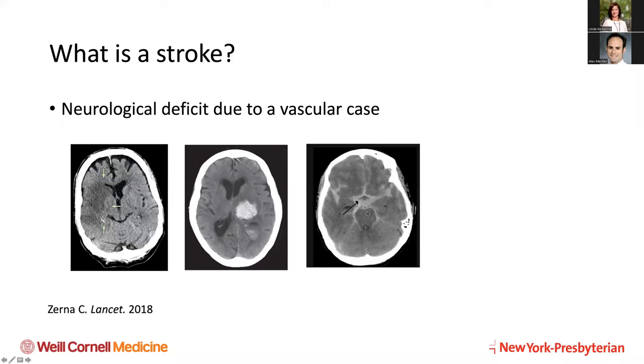And I just showed here the three most common types of stroke. One on the left is ischemic, where you have the blockage of an artery and that leads to ischemia, or lack of blood and thereby oxygen to the brain and death of tissue. The middle panel is an intracerebral hemorrhage, when there's a burst of a blood vessel or pipe to the brain and you have blood. And the third is a subarachnoid hemorrhage, where the blood is in the subarachnoid space, and that's typically due to a rupture of an aneurysm. And all of these things cause sudden onset neurological deficits, and they're all due to vascular causes.